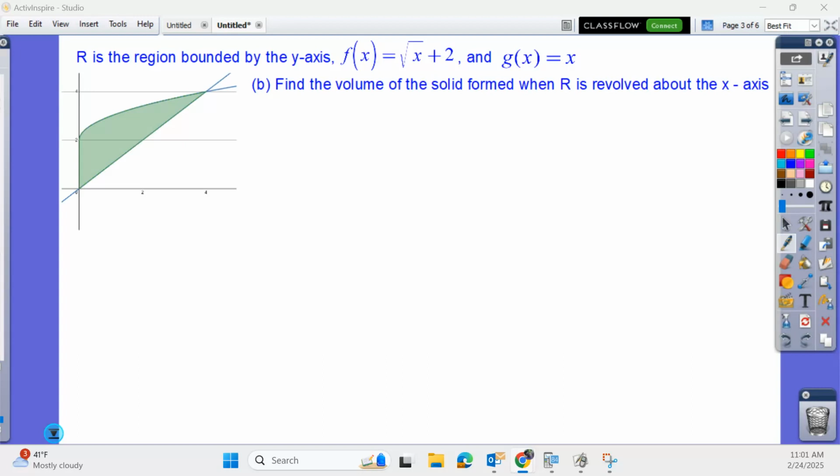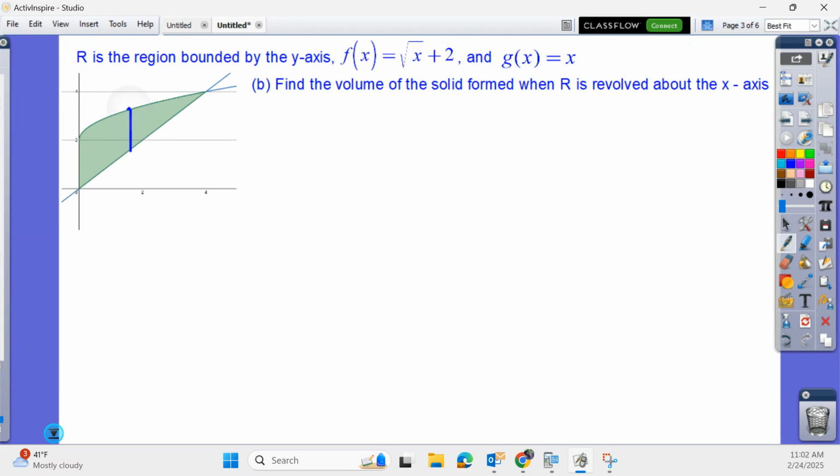All right, this is part B of this problem. In the first video, we looked at the area of region R, shown in green here. In this video, we're going to be looking at the volume of the solid formed when that region is revolved about the x-axis. Now, first, to visualize this, it's a little tricky.